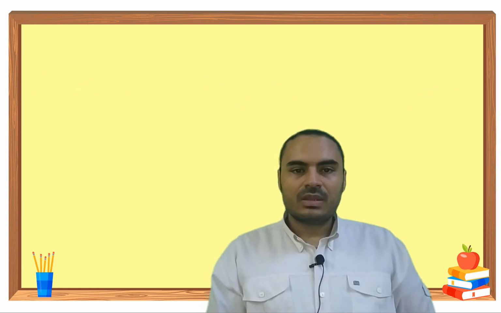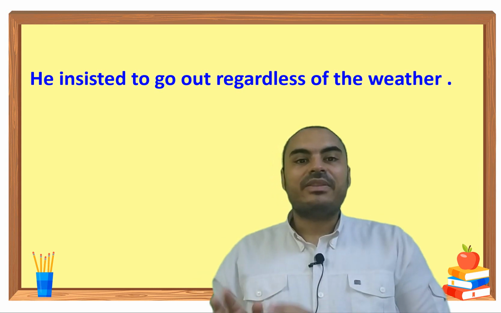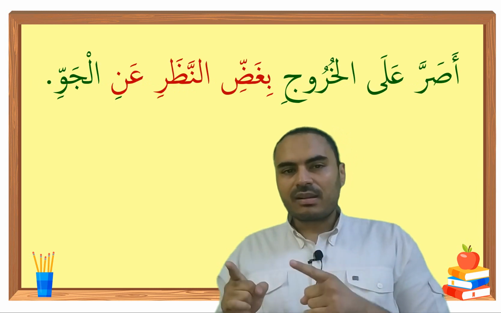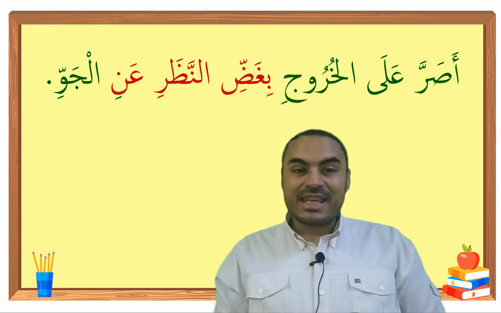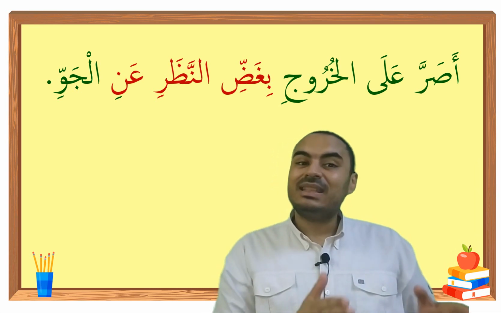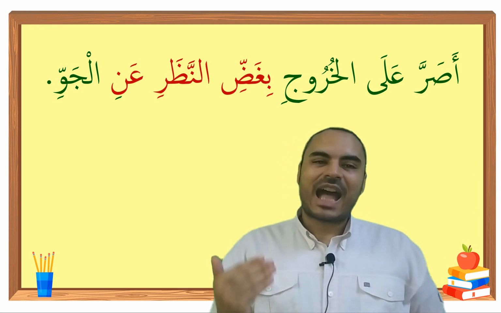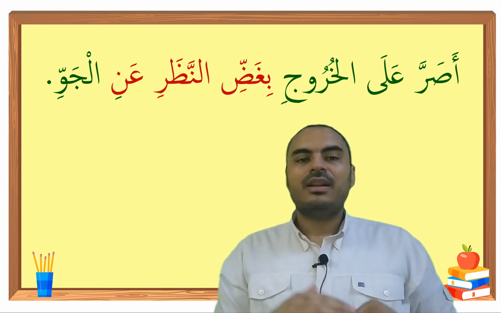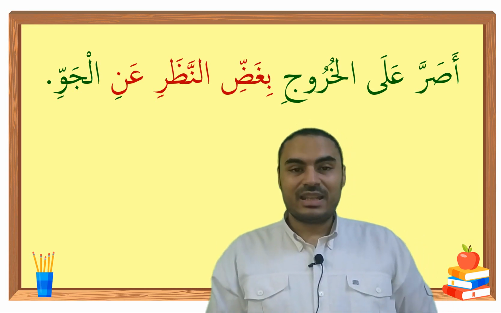Okay, the second example. He insisted to go out regardless of the weather. We say أصر على الخروج بغض النظر عن الجو. أصر, he insisted, على الخروج, to go out, بغض النظر عن, regardless of, الجو, the weather.